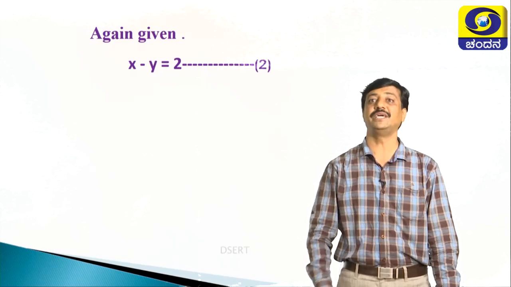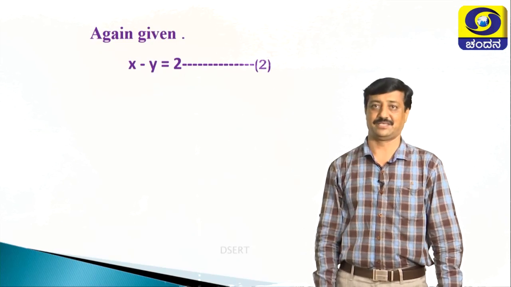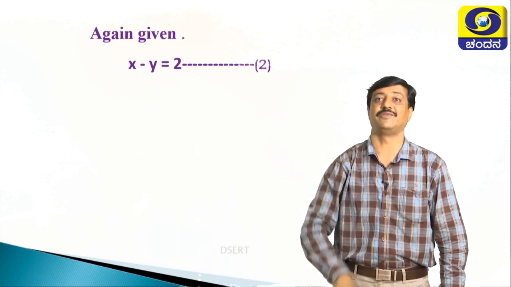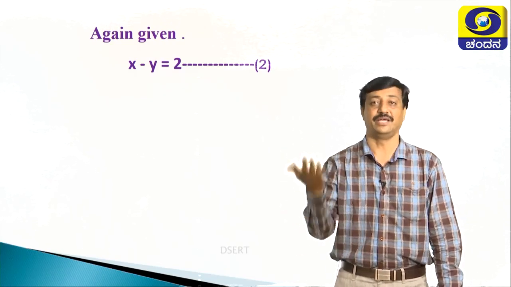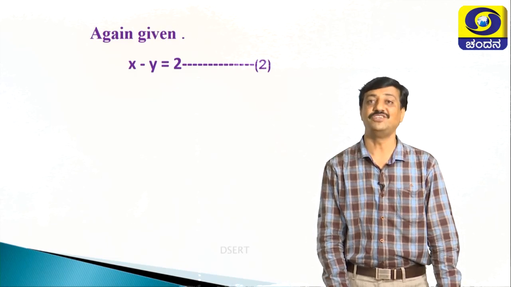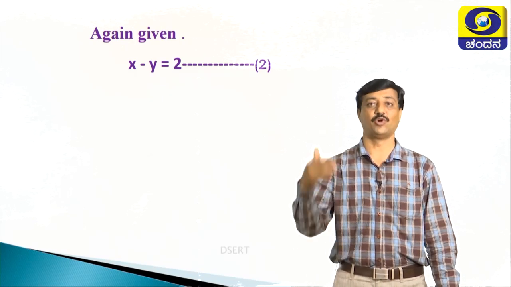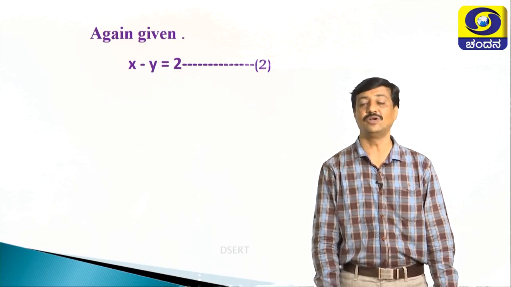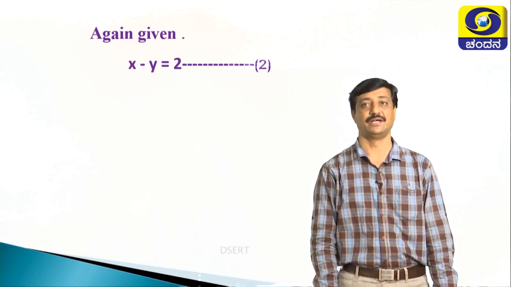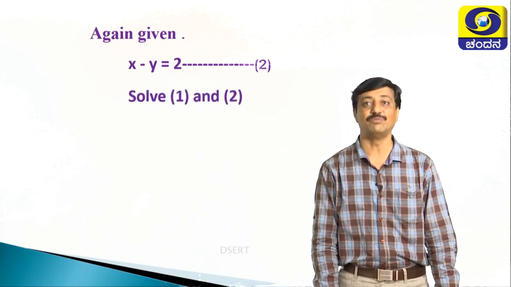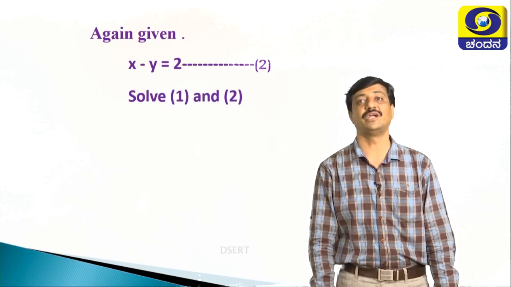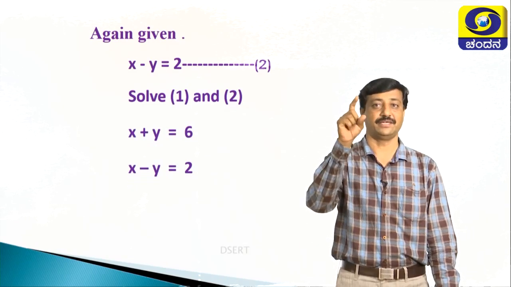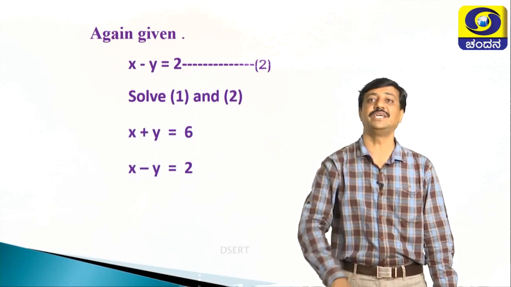Now we have two equations, equation 1 and equation 2. Let us solve both equations by applying any one of the methods. I am going to apply the elimination method. Why the elimination method? In both the equations, the coefficients are equal. If coefficients are equal, then it is easy to find the values of x and y. Now let us apply the elimination method to solve equation 1 and equation 2. If you compare the coefficients of y, the numerical values are equal.